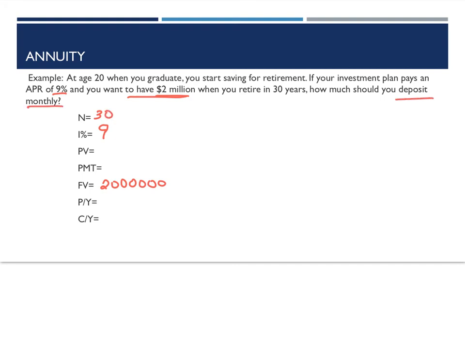Deposit monthly means we are not making a lump sum at the beginning. We're making 12 payments a year. Remember, that goes into 3 places. And we're solving for how much our monthly payments have to be. Our monthly payments to get $2 million would be $1,092.45.